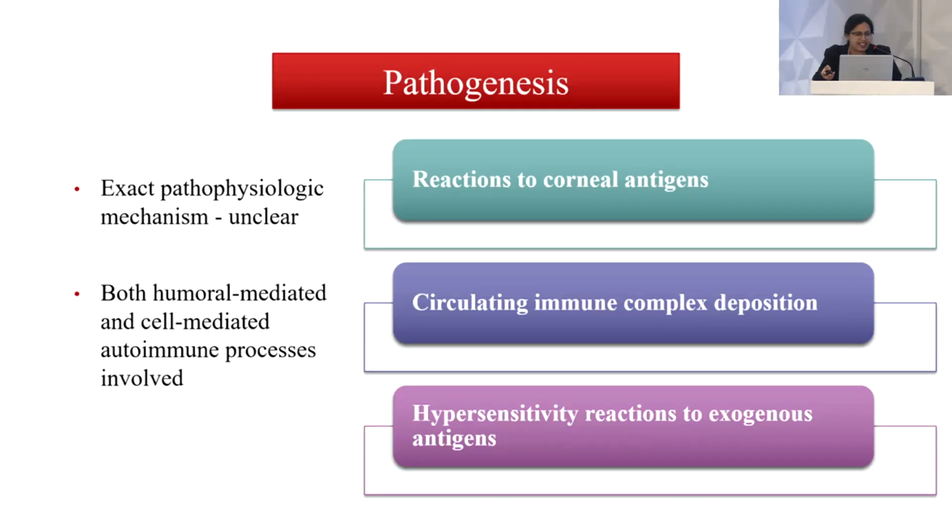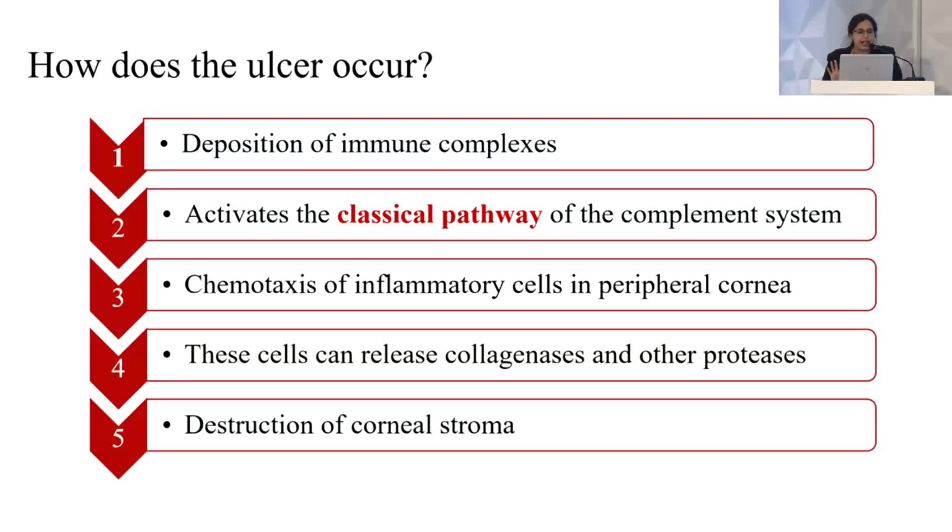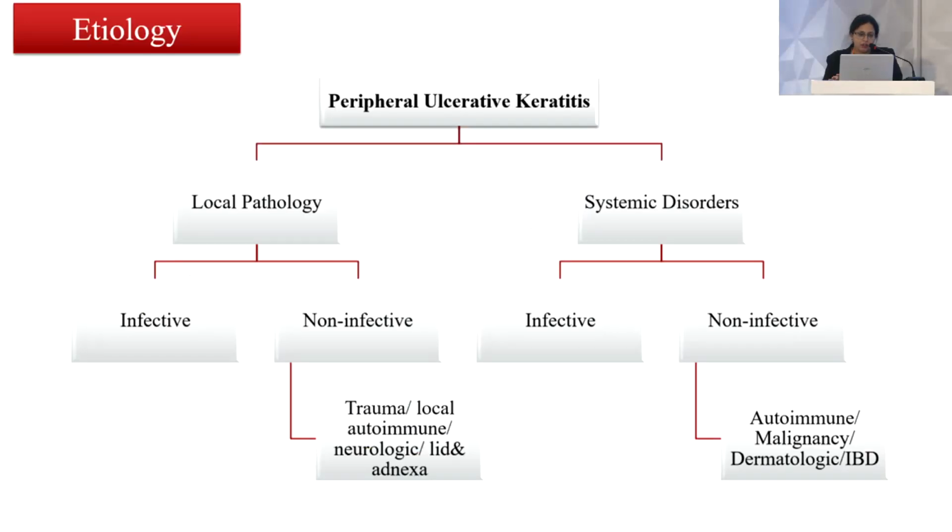Pathogenesis: the exact mechanism remains unclear. Both humoral and cell mediated autoimmune processes have been implicated, and reaction to corneal antigen, circulating immune complex deposition, and hypersensitivity reactions to exogenous antigens have been implicated in the pathogenesis of peripheral ulcerative keratitis. So, how exactly does the ulcer occur? The deposition of immune complexes activates the classical pathway of the complement system, which leads to chemotaxis of inflammatory cells in the peripheral cornea, which go on to release collagenases and other proteases and cause destruction of the corneal stroma.